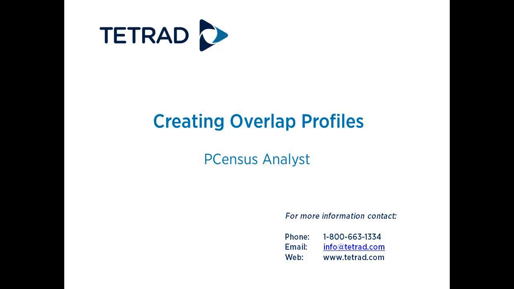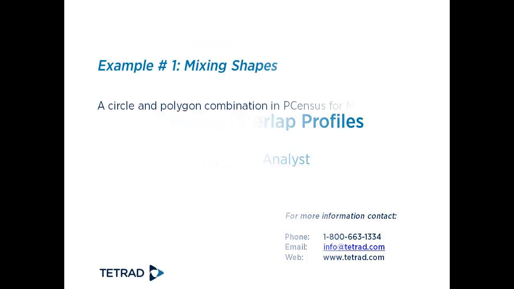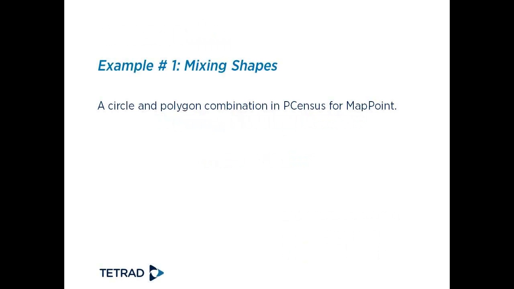In PCensus, overlap profiles will tell you all about the people who live in a zone shared by two intersecting study areas. This is a useful method for evaluating the effect of two stores on each other. All three versions of PCensus can recreate the following examples. In the first example, we will use PCensus for MapPoint to mix two different shapes.